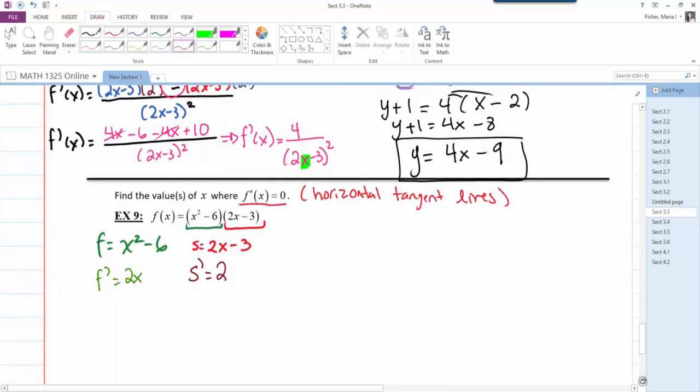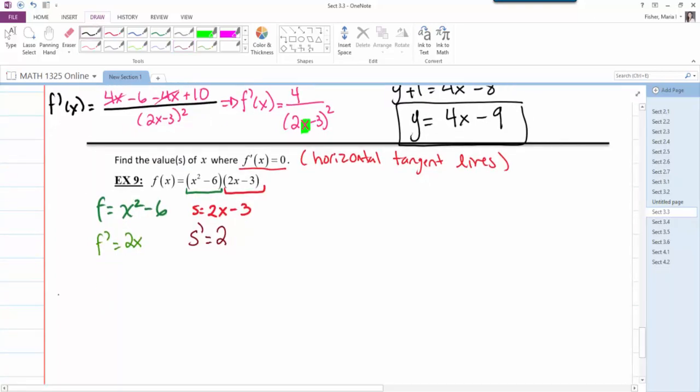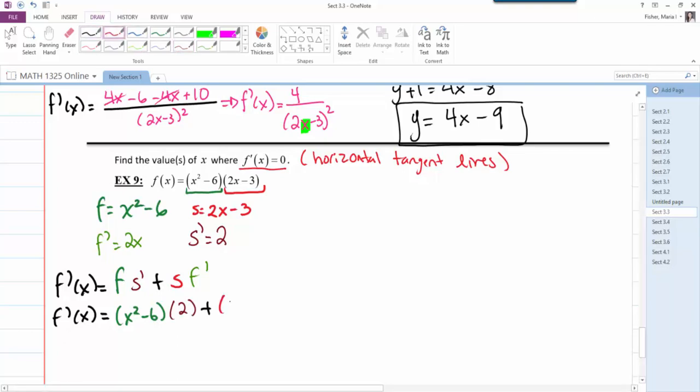So now let's find the first derivative. f prime of x is equal to, recall, the first times the derivative of the second plus the second times the derivative of the first. So plugging in what we know, f prime of x is going to equal x squared minus 6 times 2, plus 2x minus 3 times 2x.